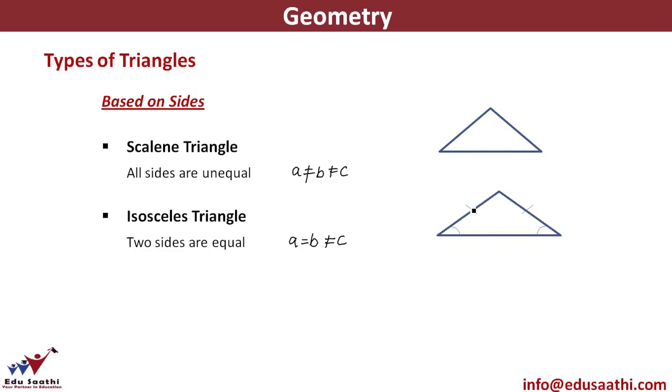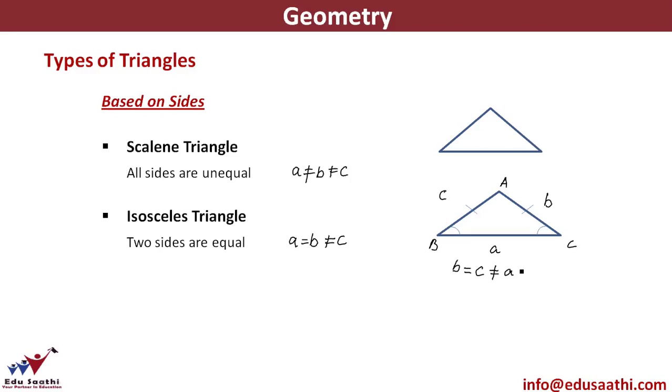So here, these two sides, let me just mark them as a, b and c. If I look at that, this side will be b, this side would be c, and this side would be a. So what I have here is b is equal to c, not equal to a. I have two sides which are equal and the third side is not equal.